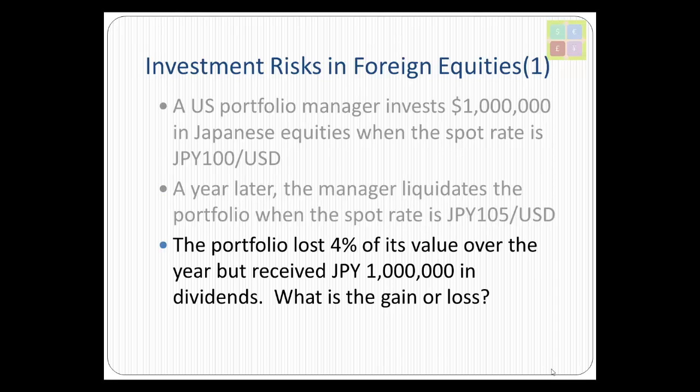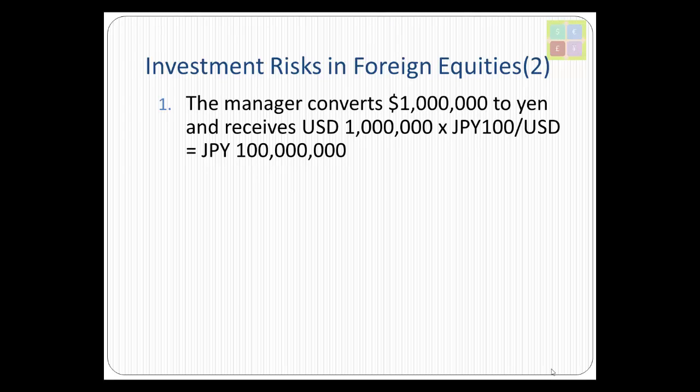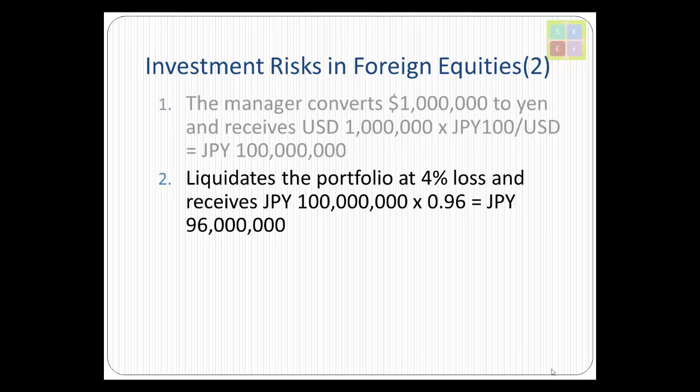The portfolio has lost 4% of its value over the year, but the portfolio also received 1 million yen in dividends. So, what is the gain or loss on this investment? First, the manager converts $1 million to yen and receives 100 million yen to invest. The manager liquidates the portfolio at a 4% loss, and therefore the manager is going to receive 96 million yen. That represents a loss of 4% on 100 million yen.